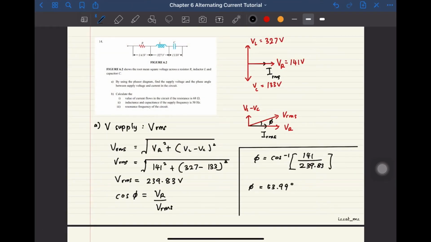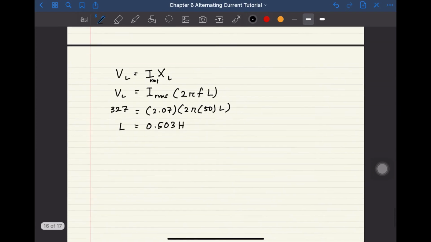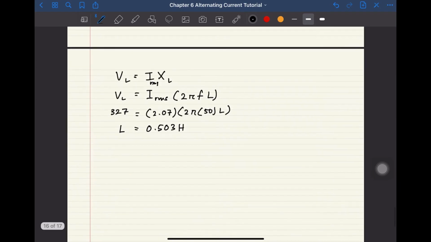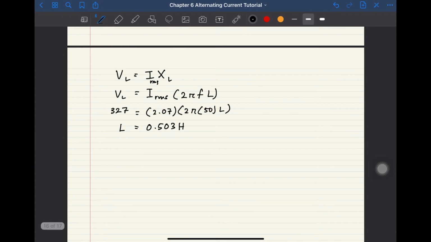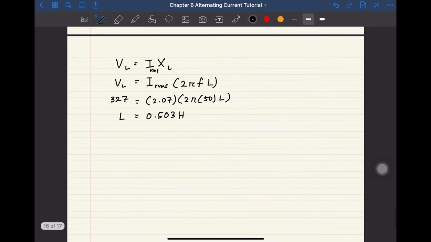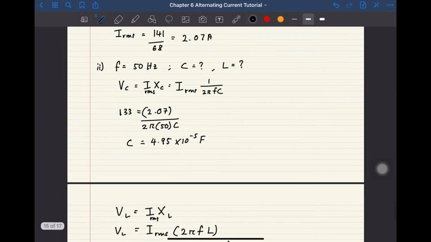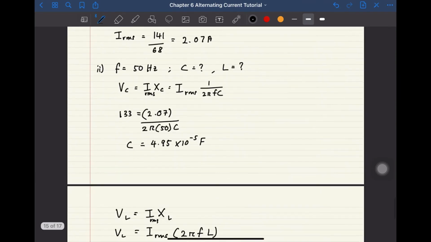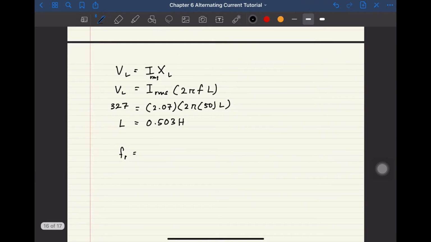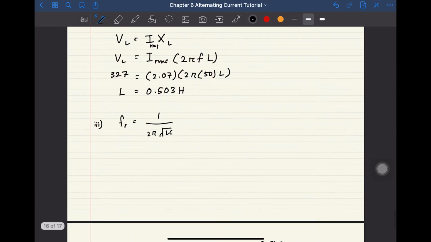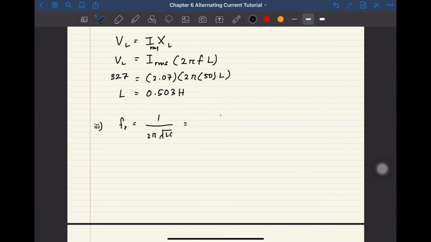Then the last part, they actually ask you to find the resonant frequency of the circuit. So once you have the value of L and C, you can use the formula of resonant frequency straight away, where Fr equals 1 over 2 pi square root of LC. We already discussed how to derive this equation, so I'm not going to go through that again.